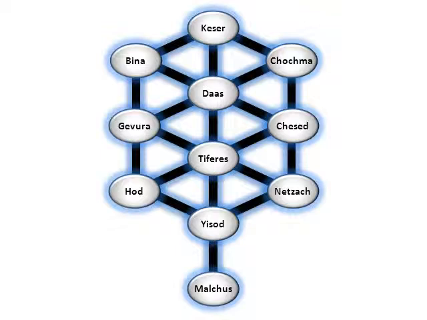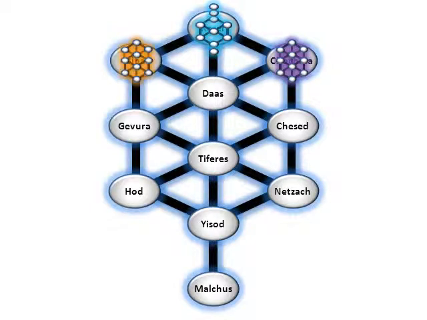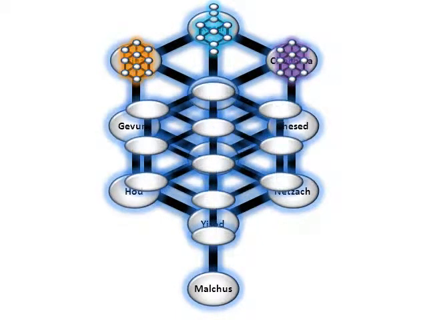The 10 spheres are also divided into a different type of division, called the 5 Partsufim, which means faces. In the division of the Partsufim, the sphere Keser is called Ayrampin, which means long face. The sphere of Chachma is called Abba, which means father. The sphere of Bina is called Ima, which means mother. The 6 spheres, Chesed, Gvura, Tiferes, Netzach, Hod, and Yesod come together to make one Partsuf, called Zerampin, which means small face, and the sphere of Malchus is called Nukva, which means female.